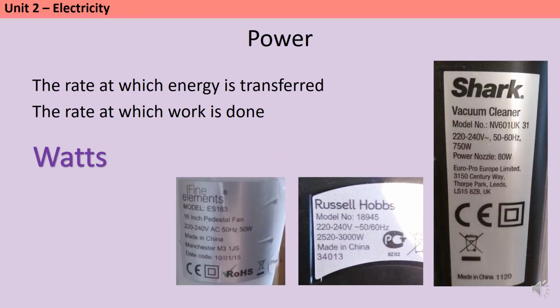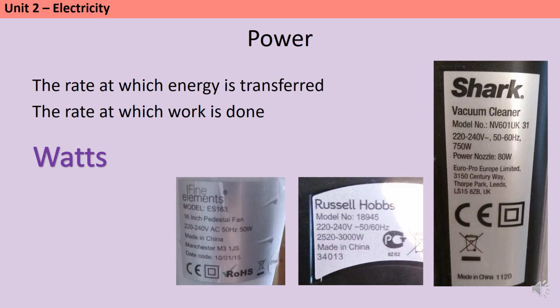There are two different definitions of power in GCSE Physics. Either the rate at which energy is transferred or the rate at which work is done. Rate means speed, so when we think about an electrical appliance with a high power rating, it's able to transfer a lot of energy electrically very quickly, whereas a low power rating appliance transfers energy electrically more slowly.